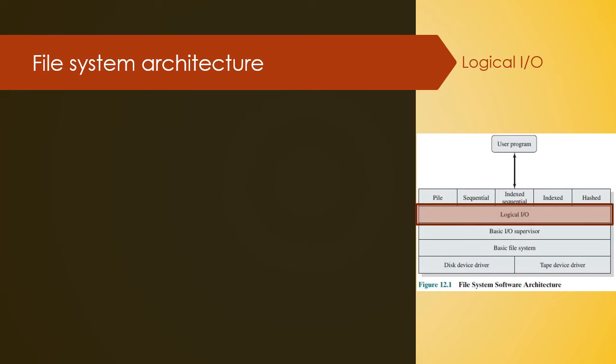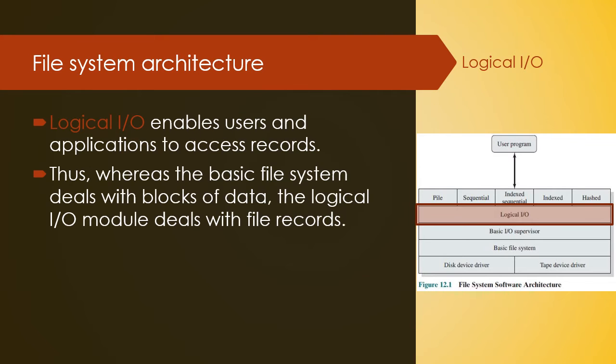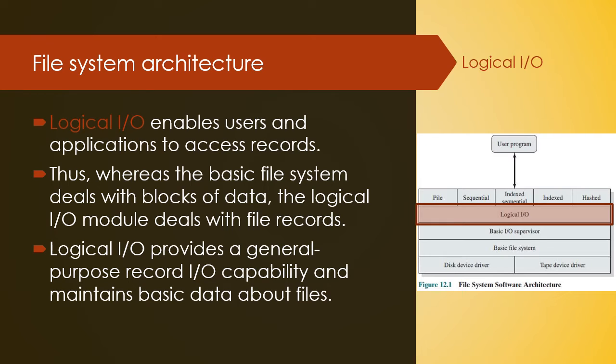Coming up, we move to logical I/O. Logical I/O enables users and applications to access records. Thus, whereas the basic file system deals with blocks of data, the logical I/O module deals with file records. Logical I/O provides a general purpose record I/O capability and maintains basic data about files.